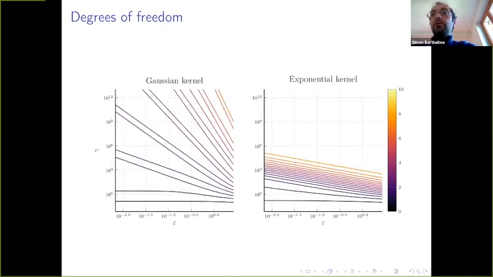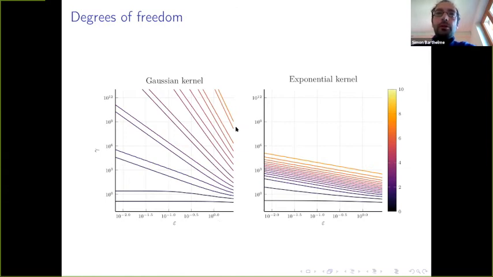And now we can plot the degrees of freedom as a function of epsilon and gamma. So this you should read as inverse width. Here the width is going to infinity, and this is height. So height is going to infinity here. What I'm plotting here are the contours of the degrees of freedom of the smoother for a specific data set. If you cut along a vertical line, as you increase gamma, the color goes from black to orange, and that means you increase the degrees of freedom.